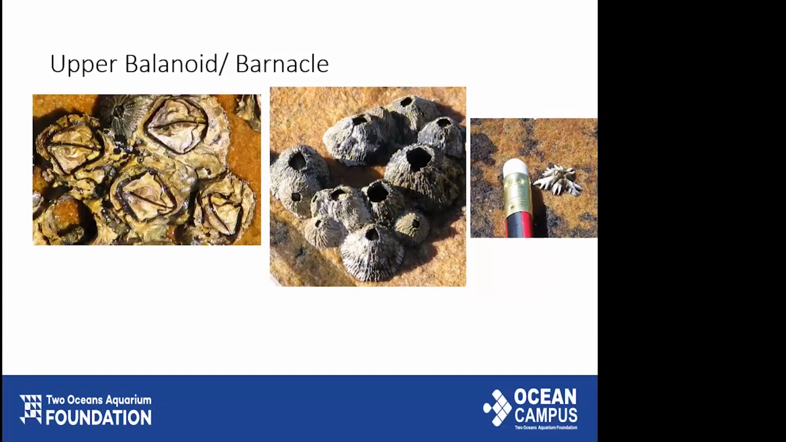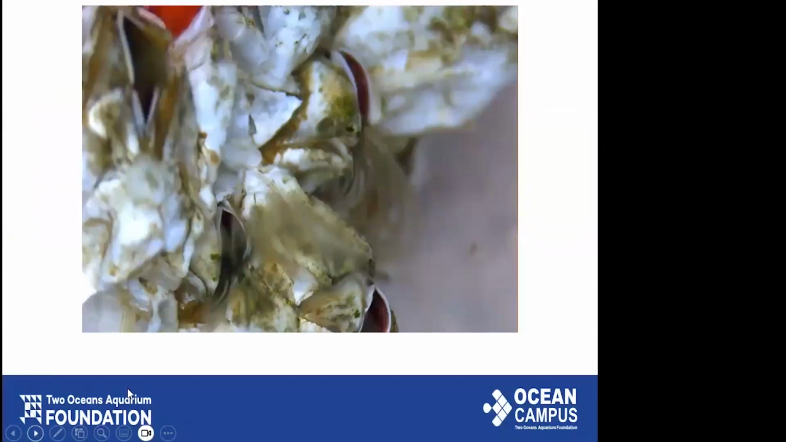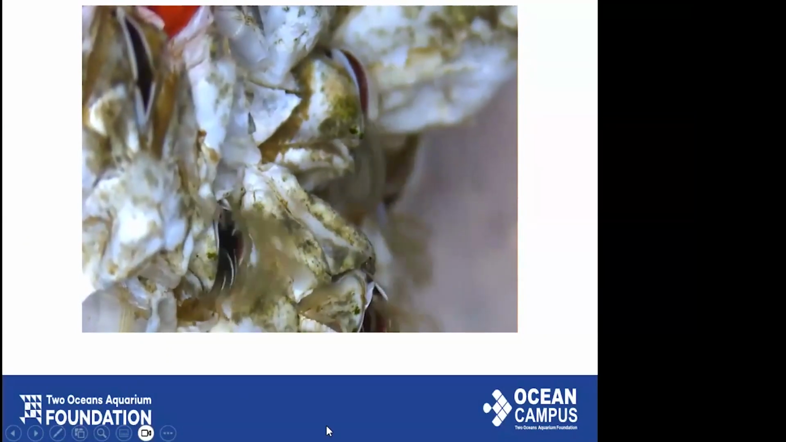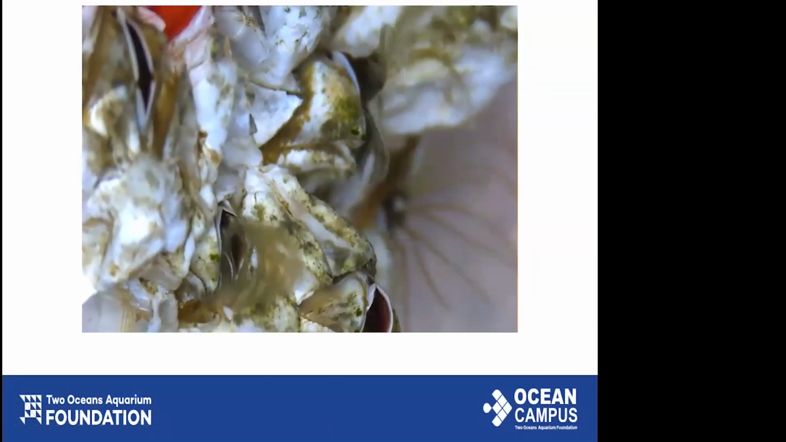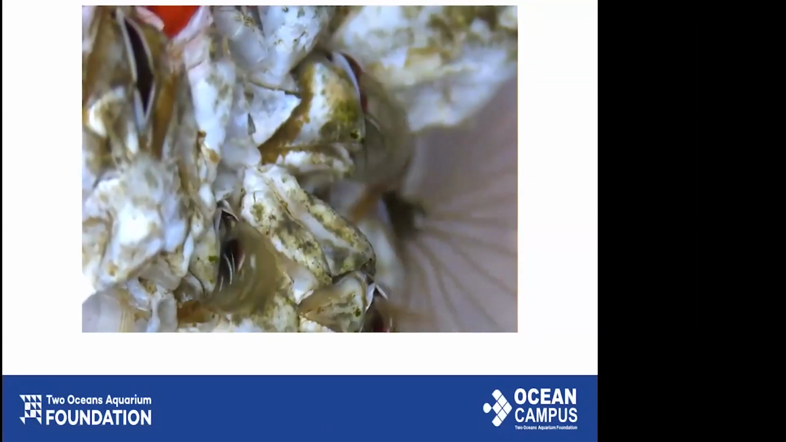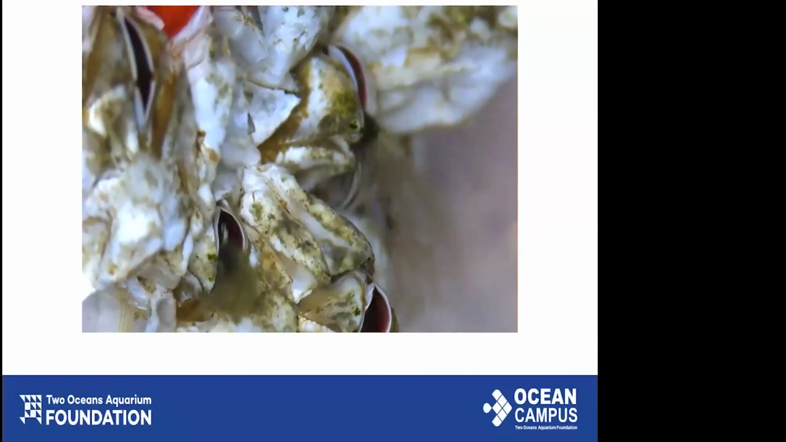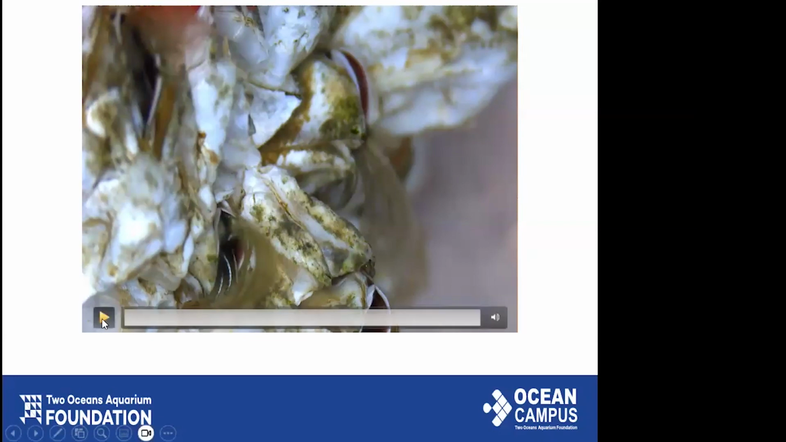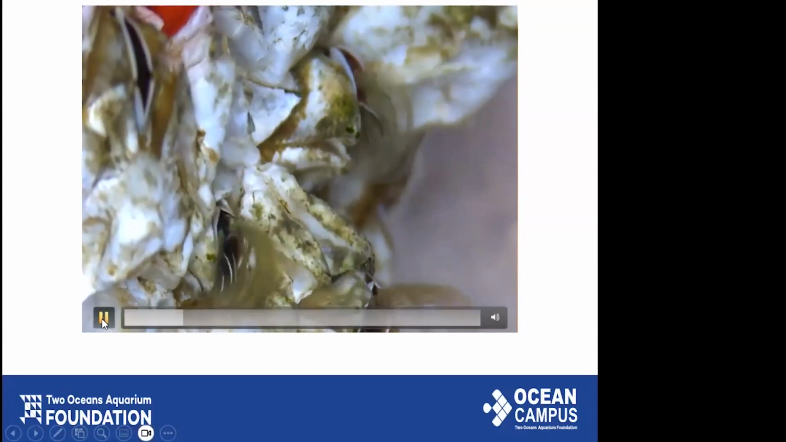So this is what they look like when they are exposed at low tide. Not many people get to see what they actually look like, so I've got a little video clip taken from our microscope here at the aquarium. And this is what it looks like when it's covered by water. What you're viewing there at the moment is its foot. These animals are related to the crabs and your crayfish.